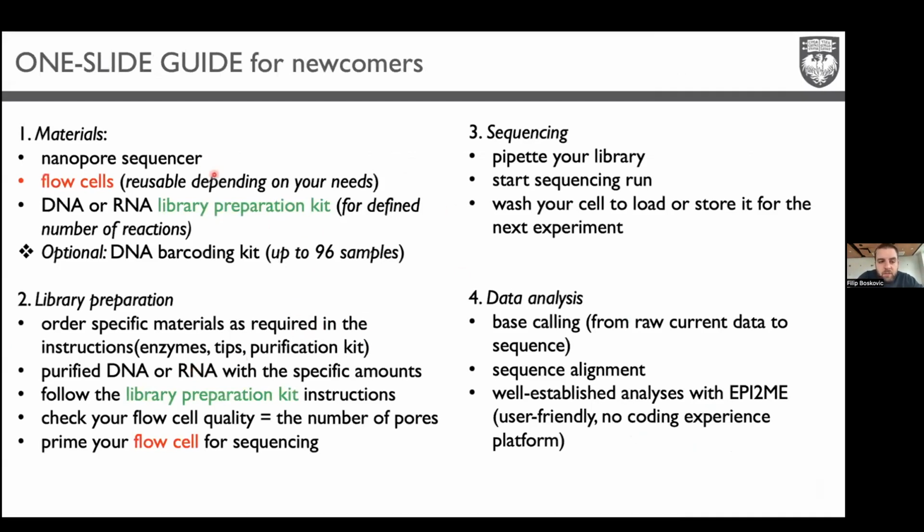Just for reference, I left one slide as a guide for newcomers. What you would need for materials: you need a nanopore sequencer, you need the flow cells, you need library preparation kits, and optionally DNA barcoding kits. Also you should look in the kits for what extra tips, chemistry and reverse transcriptase you need, whatever you care for. Usually it's T4 DNA ligase and so on. So you can check that. That's what you need to get before you even start.